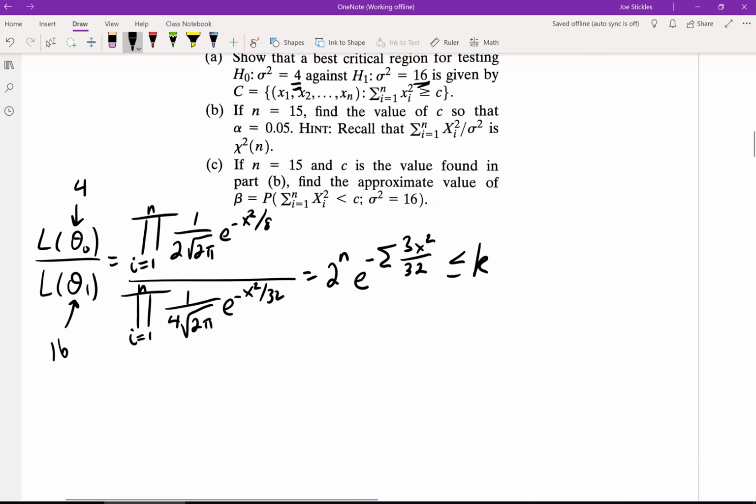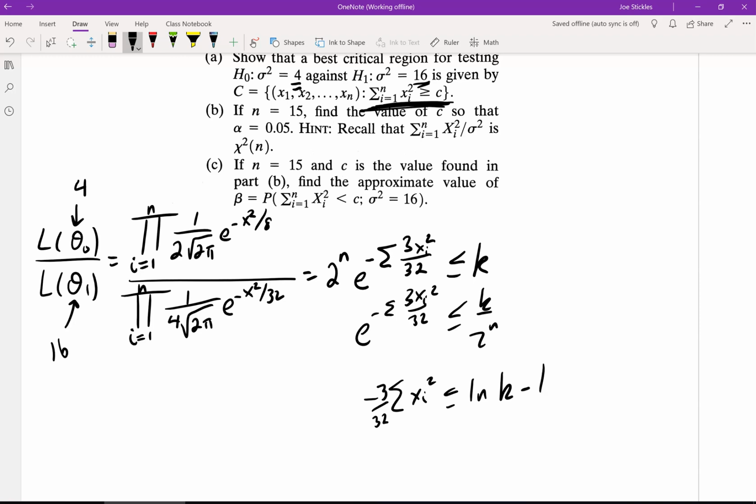Well, we're almost home now, because notice this is the form that I'm trying to get to. This sum of the x squareds is greater than or equal to some constant. The c is just representing some constant. So I need to divide by the 2 to the n. Should have an x sub i technically there, squared. Now take the log of both sides, and I can pull out the 3 over 32 in front of the sum. So I took the log of the right-hand side and just rewrote it as a difference.